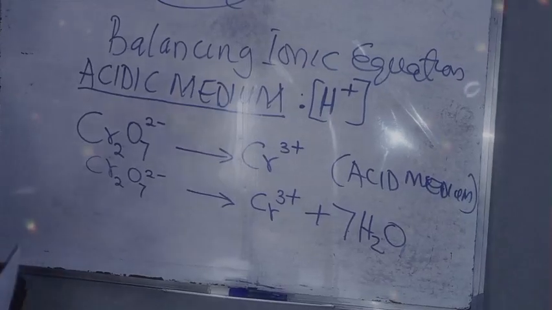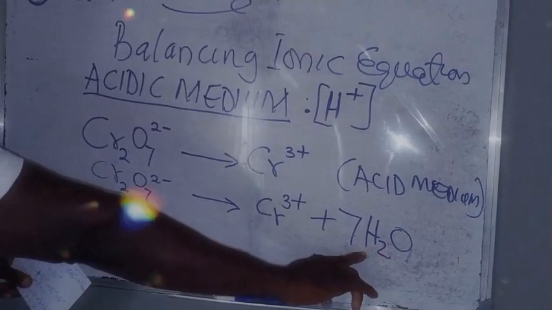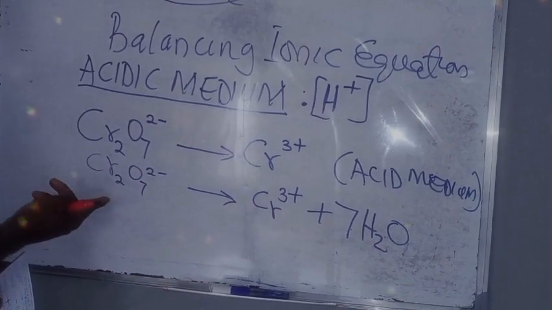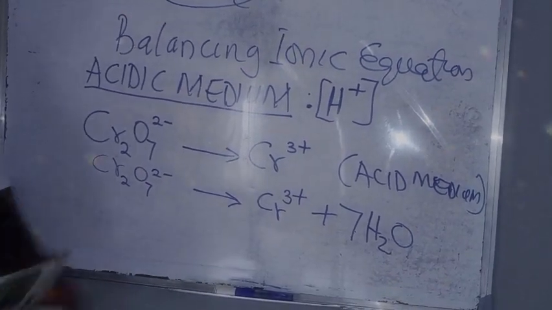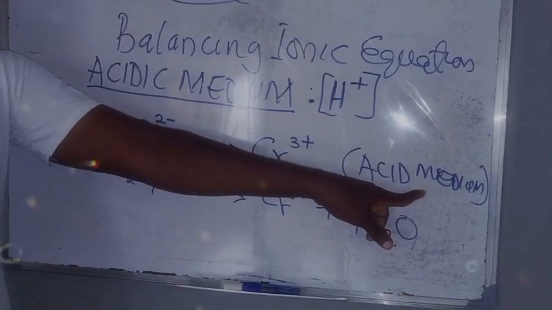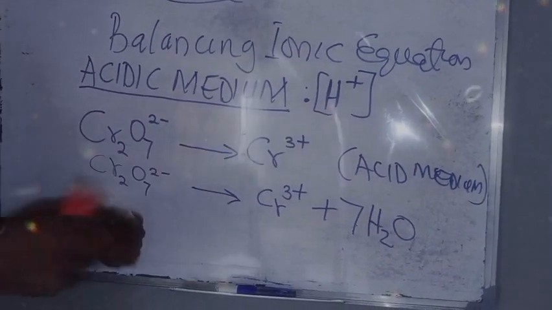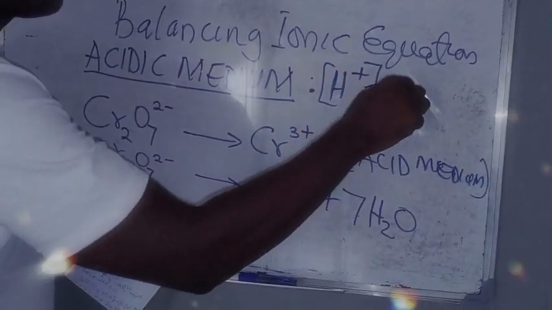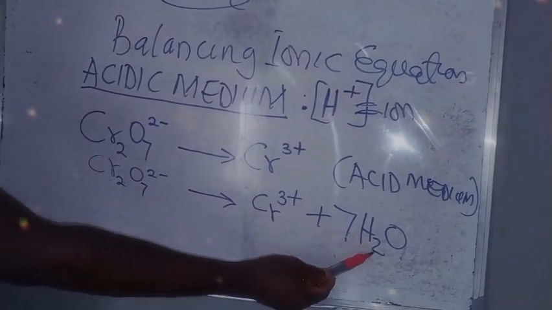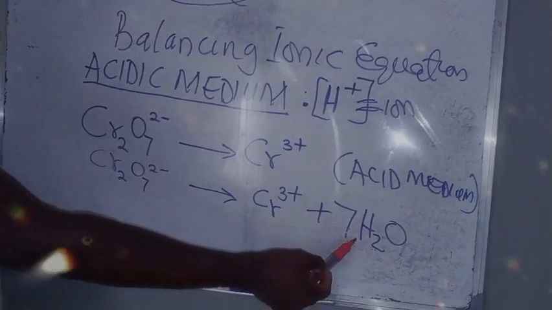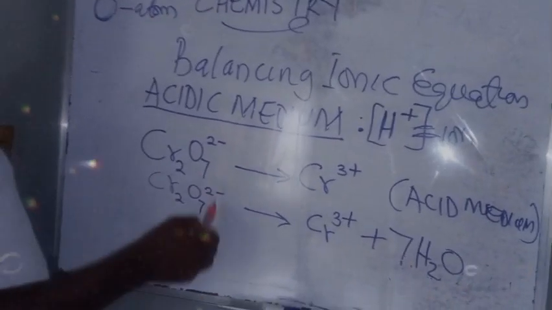Step 2, you now go ahead to balance the hydrogen atoms, because by adding water molecules at this side, you have created hydrogen atoms, which are not at the reactant side. How do you balance hydrogen atoms? Because it is in an acidic medium, you balance hydrogen atoms by adding an equivalent number of hydrogen ions. Now here we have 2 times 7, or 7 times 2, that is 14 hydrogen atoms. It means that I have to balance this side by introducing 14 hydrogen ions.